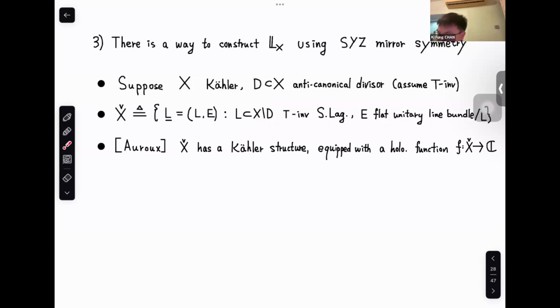So it is proved by Fukaya-Oh-Ohta-Ono like 20 years ago that X check also has a Tailor structure, and it is also equipped with a holomorphic function called the superpotential. The F is defined by an infinite sum, so there is some issue about the convergence, but let me just assume it converges for simplicity.